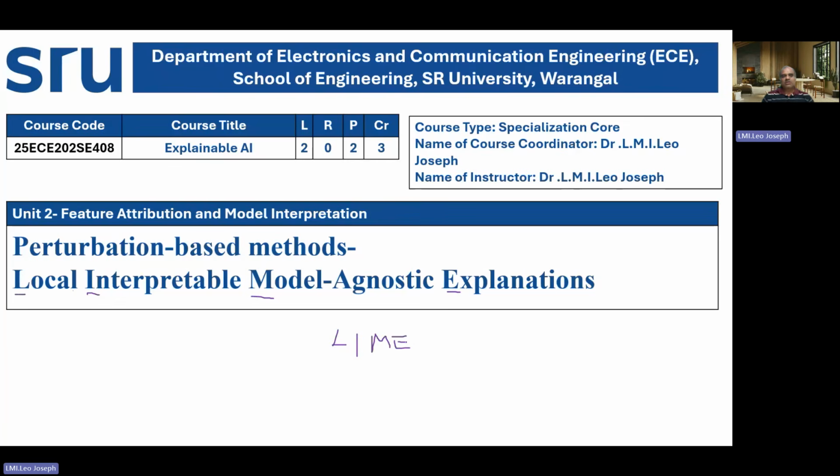So this is a local interpretable model. This is not global. In the first unit itself, I explained what is meant by local and what is meant by global. Local means out of thousands of data, it will take a single data and explain on what basis the predictions are made. That is called a local interpretable model.